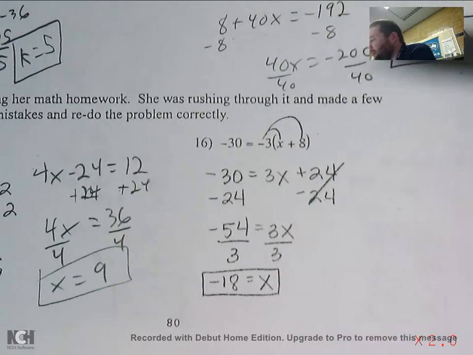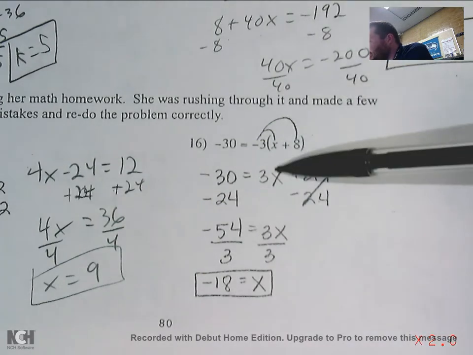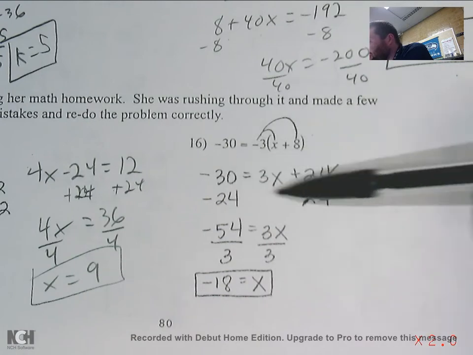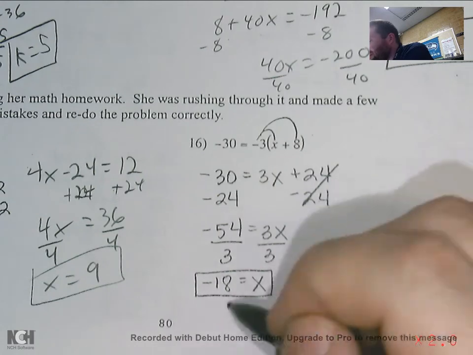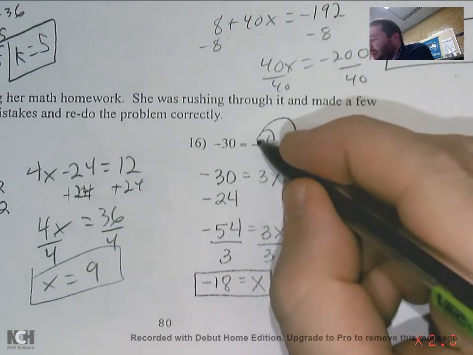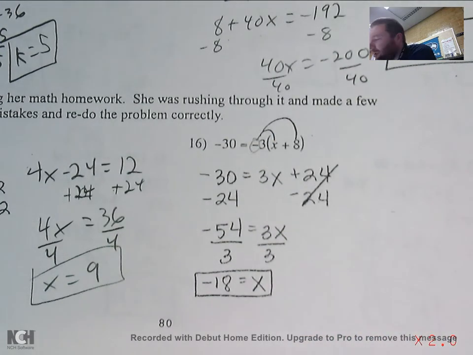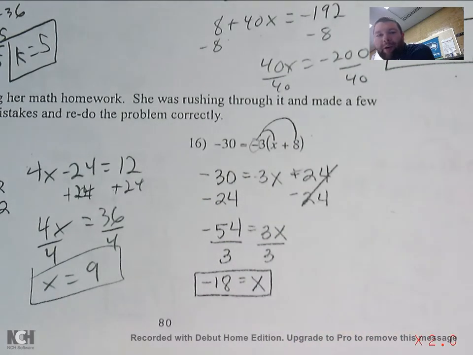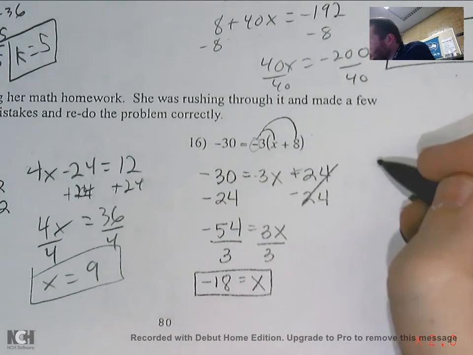And then this one, she started out by distributing the negative 3. So we got a positive 3x plus 24, and then she subtracted 24, got negative 54, divided by 3, got negative 18. Looking at it, the thing that I noticed she forgot was the negative on the 3. When she distributed, that should have been a negative 3x and a negative 24, which would have changed the whole problem. So let's start with writing it out correctly.